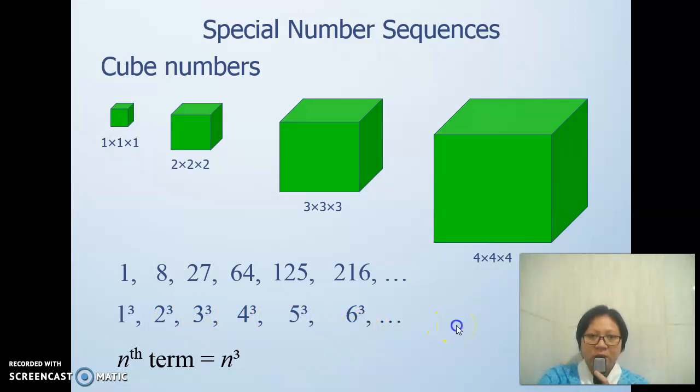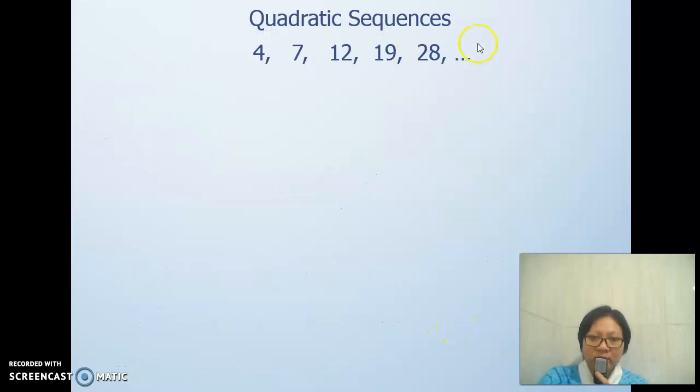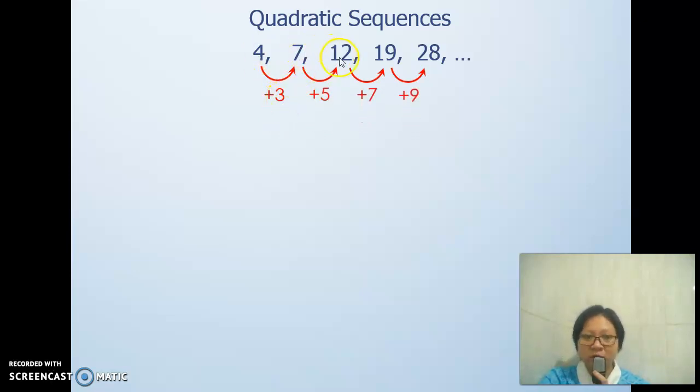And then next, quadratic sequences. What is that? When you see a sequence, the first thing you need to do is to check between two consecutive terms whether there is a common difference or a common ratio. But if the sequence has no common difference or common ratio, we need to find the difference. Not the common difference, but just the difference. 4 to become 7, you need to add 3. 7 to become 12, you need to add 5, and so on, like this. This is the first difference.